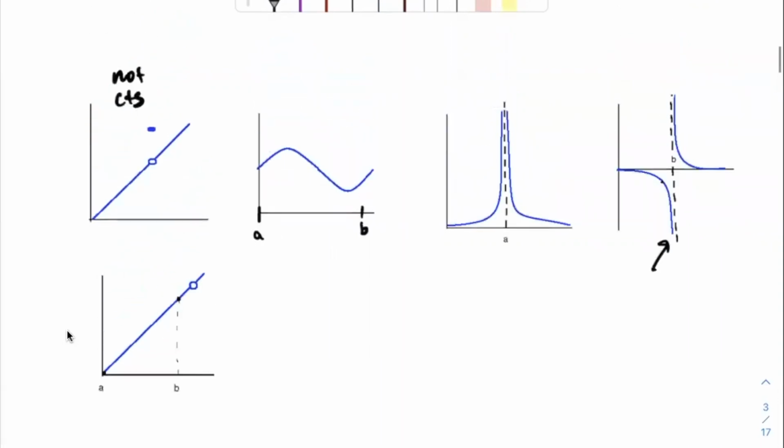So just to summarize, the first one's not continuous. The second one is continuous. The third one's not continuous. The fourth one's not continuous. And the fifth one is continuous from A to B, but it does have a discontinuity outside that interval.